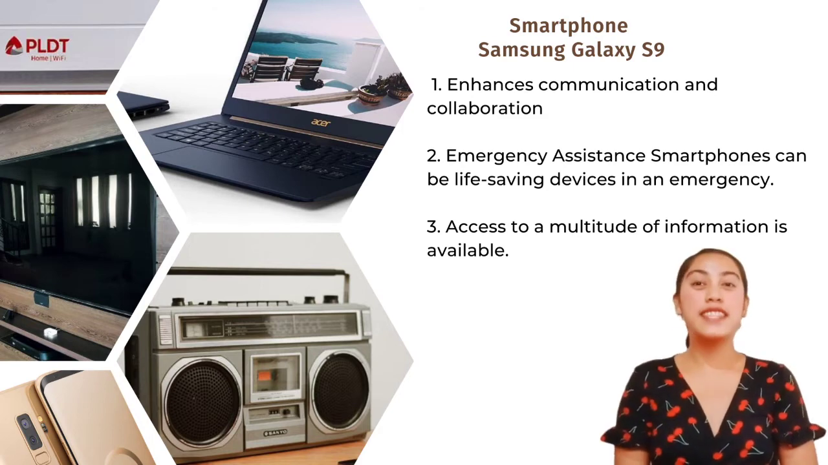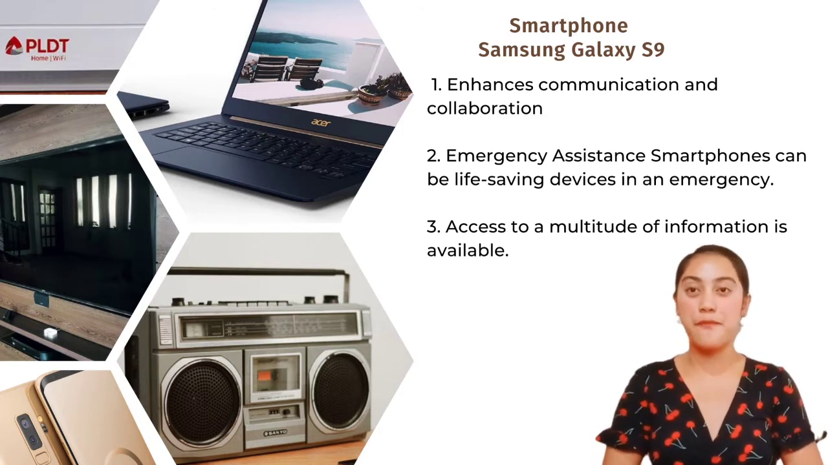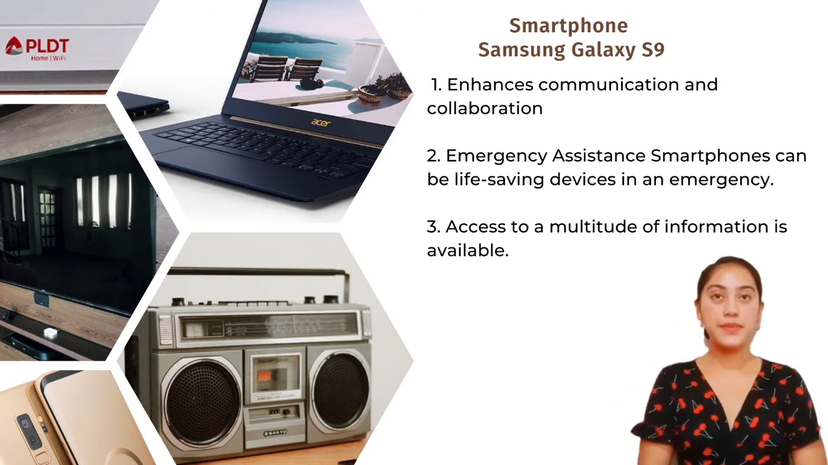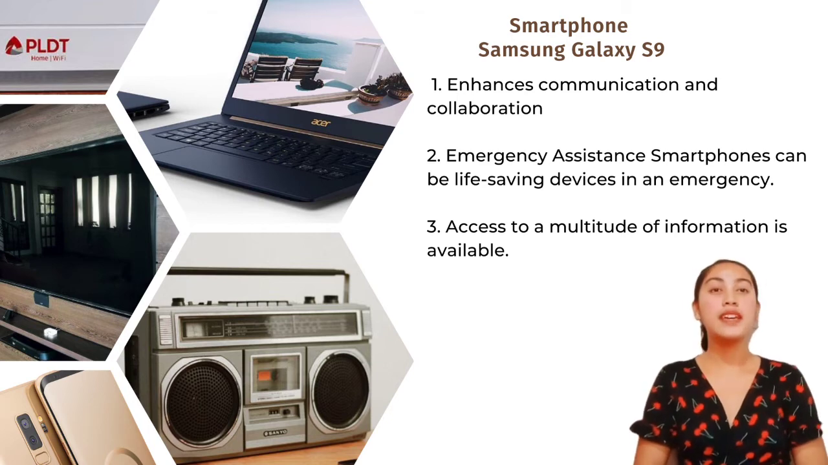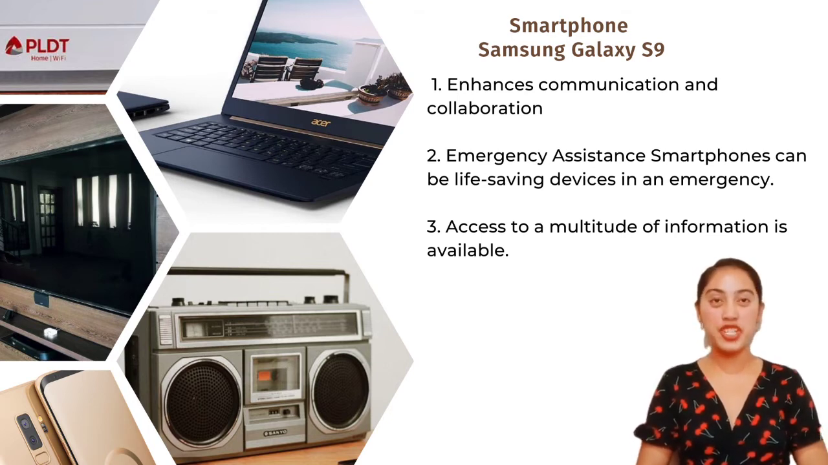And now, let us proceed to the positive impacts of the following technologies in our society. Samsung Galaxy Smartphone. It enhances communication and collaboration. Smartphones are a terrific way to remain in touch with friends and family, especially if you live far away. If a friend or family member is no longer close, smartphones can help teens form and sustain communications.